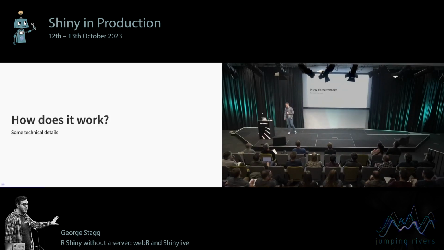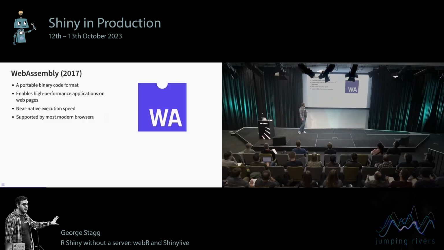So how does this work technically? Because, you know, I showed a picture of a phone. You can't have R installed onto a phone. So there's something magical going on here that makes this work. The main technical detail that allows this to actually happen is something called WebAssembly, which was released in 2017.